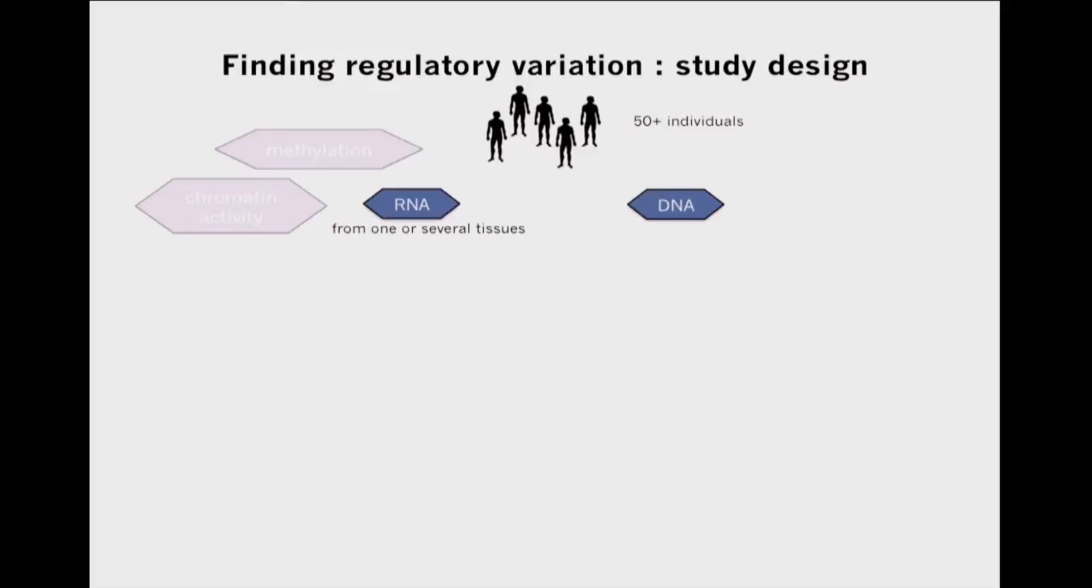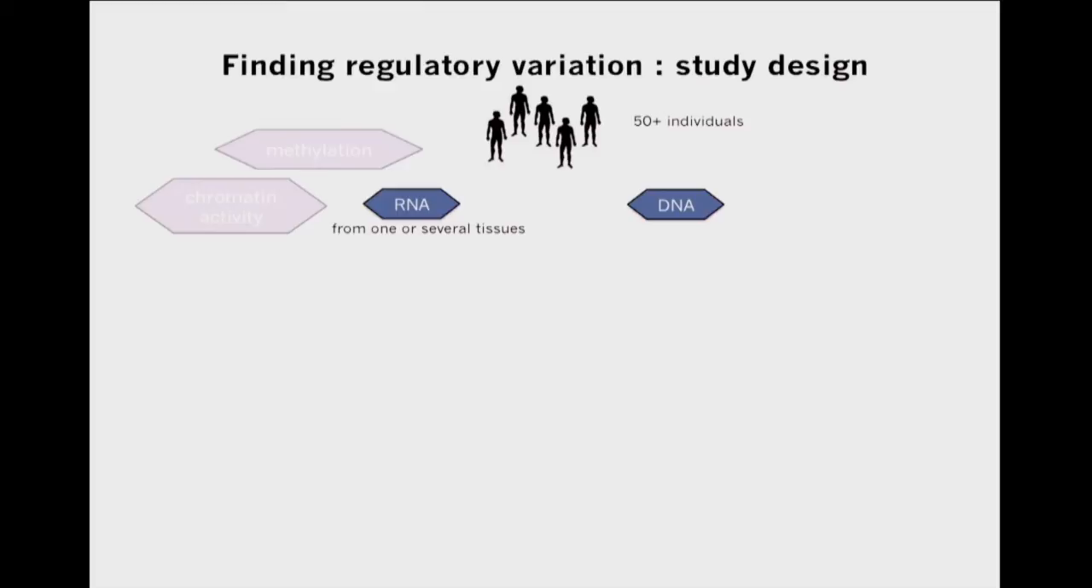We can cope with relatively modest amounts. And then we need to get information about the DNA, the genome, and then about RNA. The same approaches also apply to other types of cellular phenotypes, such as methylation levels or chromatin activity or other things, but I'll be focusing on the RNA side here because that's what I work on as well, and it's conceptually a little bit simpler.